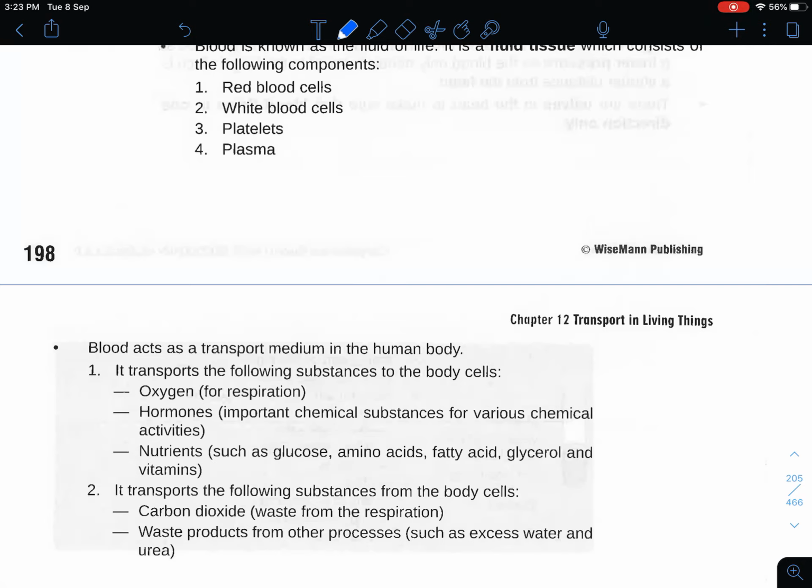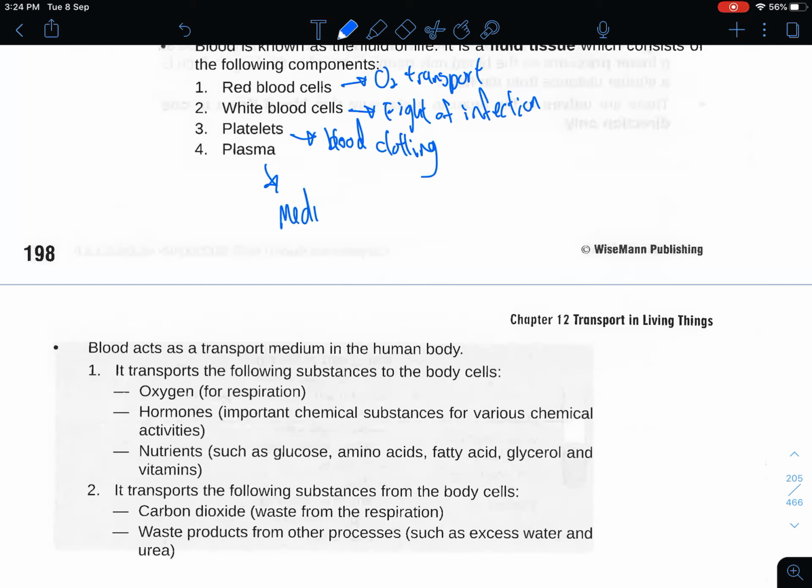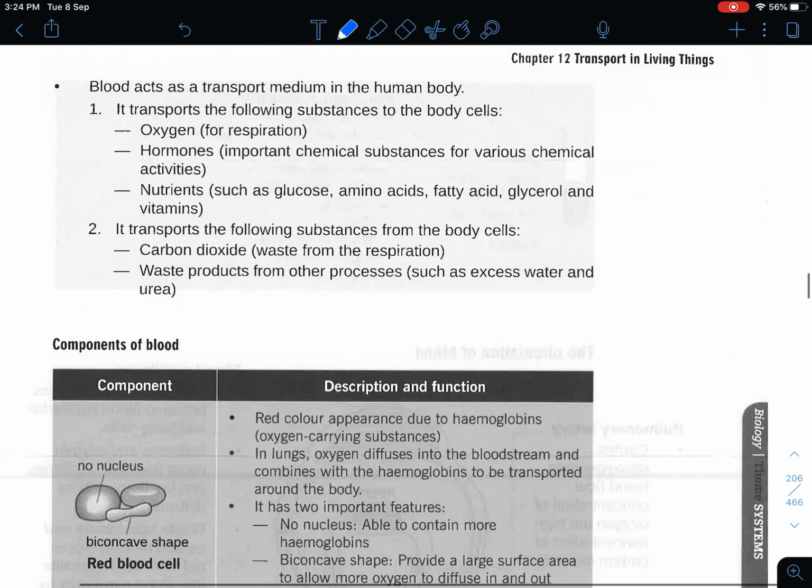So the red blood cell generally transports oxygen. White blood cells tend to fight off infection. Your platelets tend to do blood clotting. Okay, so this one is oxygen transport, this one is fighting off infection, platelets is then for blood clotting. And last but not least, plasma is the medium to move things around freely.